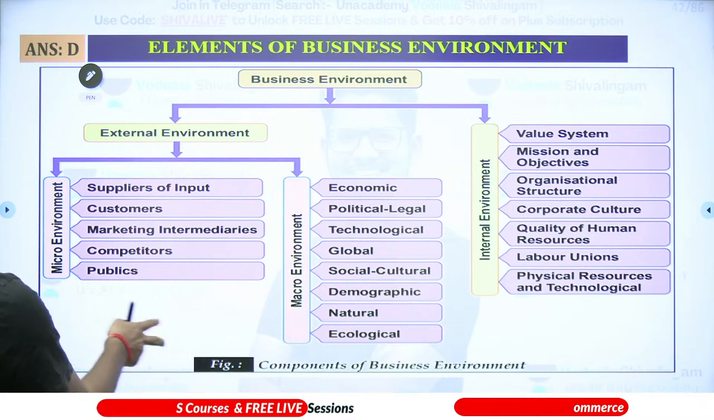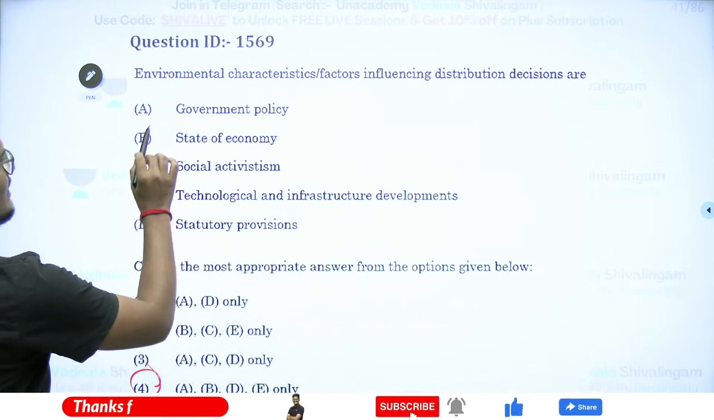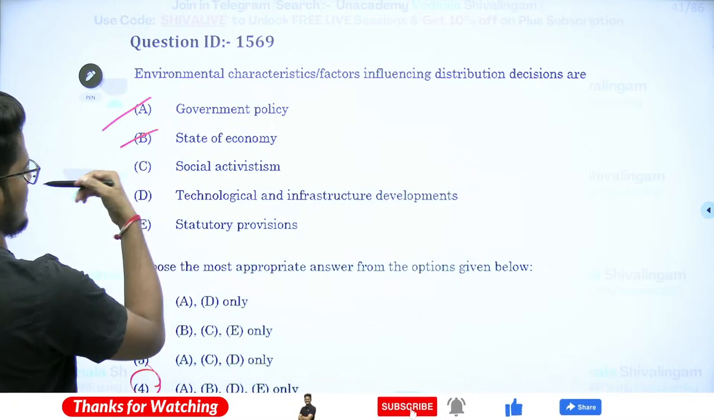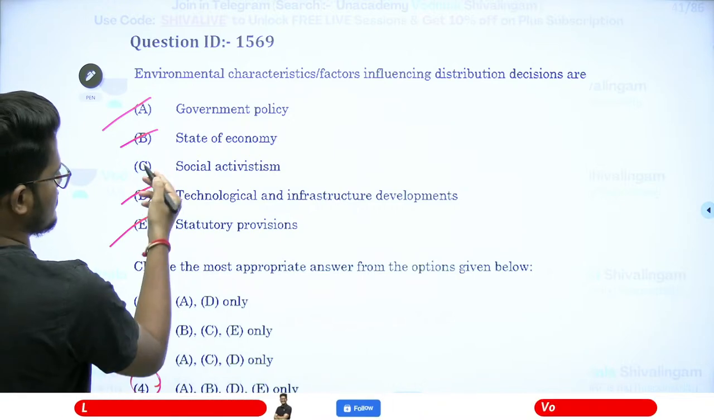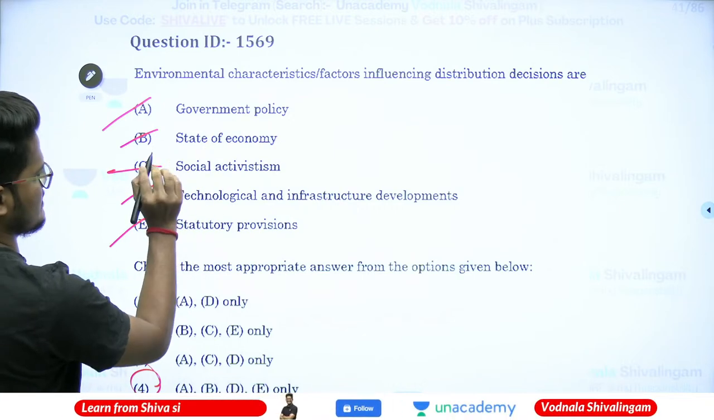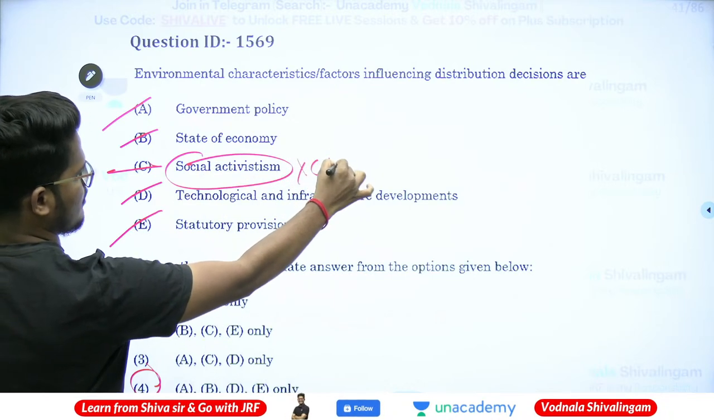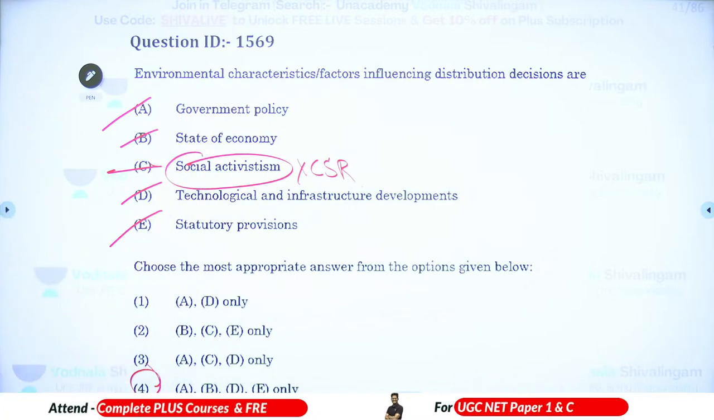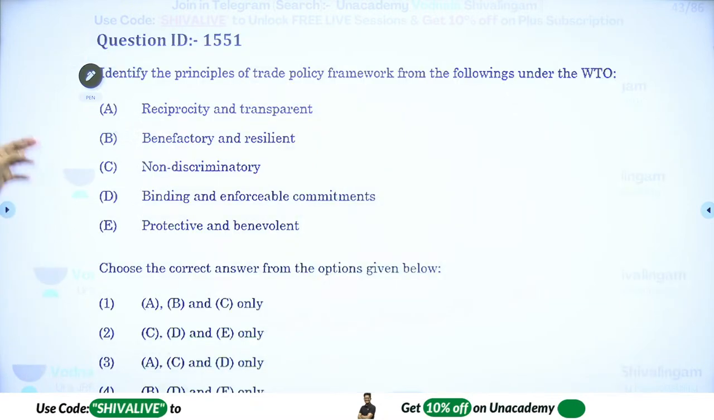So the answer will be D, ABD is the correct answer. Factors influencing the distribution decision are government, state of the economy, technological and infrastructure development, and statutory provisions. Social activism doesn't have any interaction with distribution decisions because this is part of the CSR, and the remaining are part of the distribution chain of the business. Next.